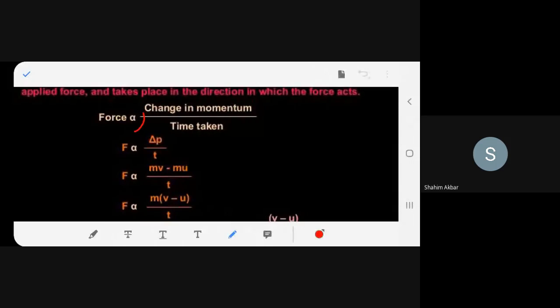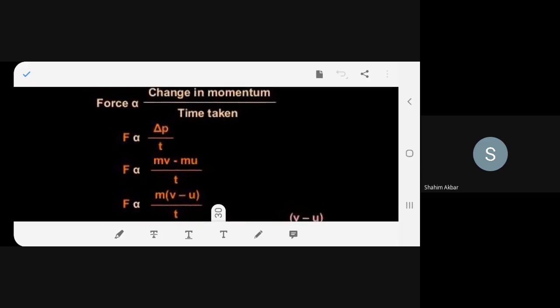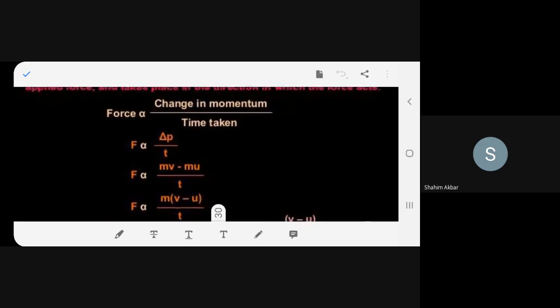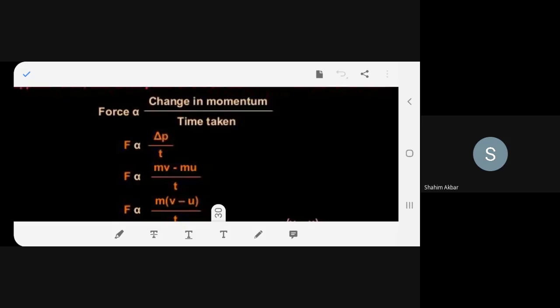What is the sign? You have to say force is proportional to. Force is proportional to change in momentum upon time taken. So F is proportional to, please read. Ma'am, I can't see the screen clearly. Okay, I think some network issue. F is proportional to delta P upon T.